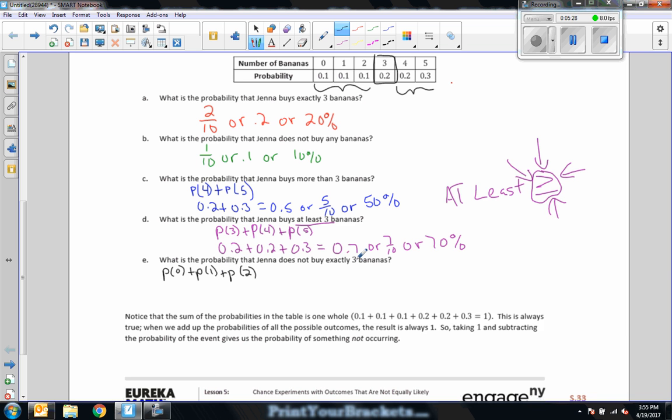So the probability of not buying 3 means the probability of buying everything but 3: the probability of buying none, the probability of buying 1, the probability of buying 2, the probability of buying 4, plus the probability of buying 5. So the probability of 0 is 0.1, plus the probability of 1 is 0.1, plus the probability of 2 is 0.1, plus the probability of 4 is 0.2, plus the probability of 5 is 0.3. That is 0.8, or 8 out of 10, or 80%.